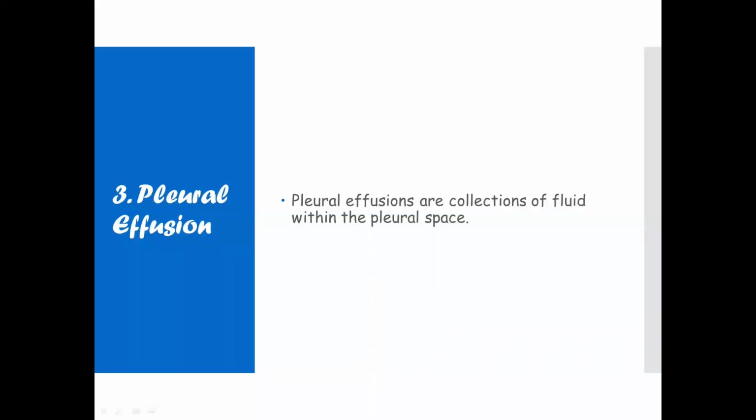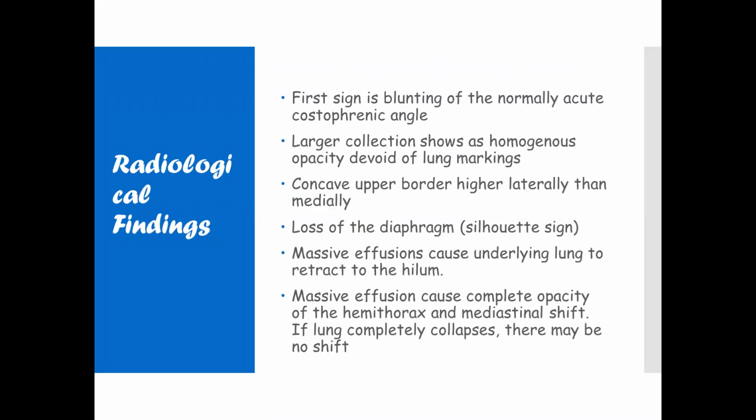Pleural effusions are collections of fluid within the pleural space. So what are the radiological findings under pleural effusion? The first sign is blunting of the normally acute costophrenic angle. Remember I showed you in the first X-ray the costophrenic angle. Then a larger collection shows as homogeneous opacity devoid of lung markings. So you need to take note of this.